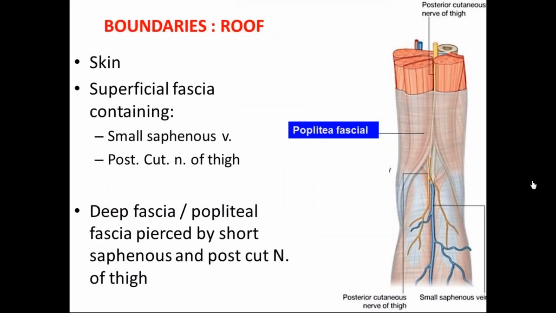The roof of popliteal fossa is formed by the deep fascia known as the popliteal fascia. Overlying the deep fascia is the superficial fascia, which contains the small saphenous vein and the posterior cutaneous nerve of thigh. These two contents pierce the deep fascia and enter the popliteal fossa.